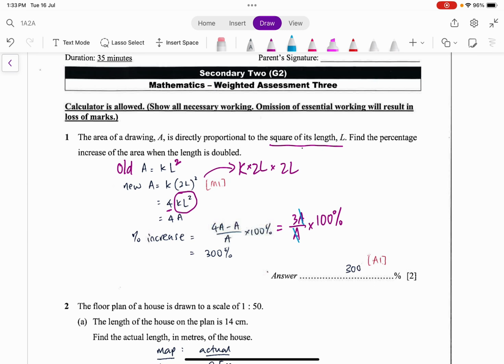And this is 2 marks, okay? So you look at where the marks are given. The mark is given when you put in the 2L, because you know that the new length is doubled. Length is doubled. New L is actually 2L.